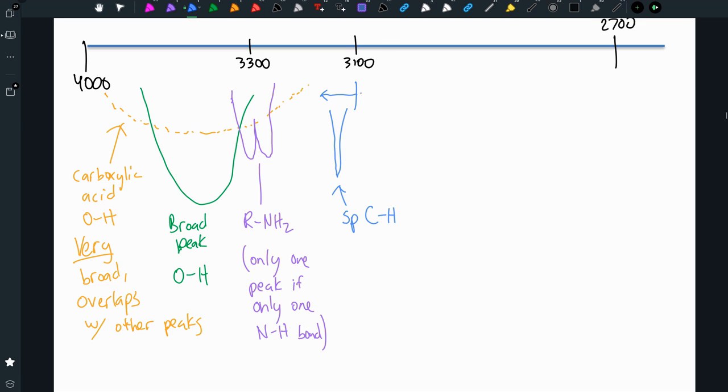Just to the right of that, in like the 3,000 to 3,100, you could have your SP2 carbon-hydrogen peaks. And to the right of that, you'll have your SP3 carbon-hydrogen peaks. I don't usually focus on these much, the reason being that pretty much every molecule has carbon-hydrogen bonds. So these don't offer us a ton of diagnostic information.